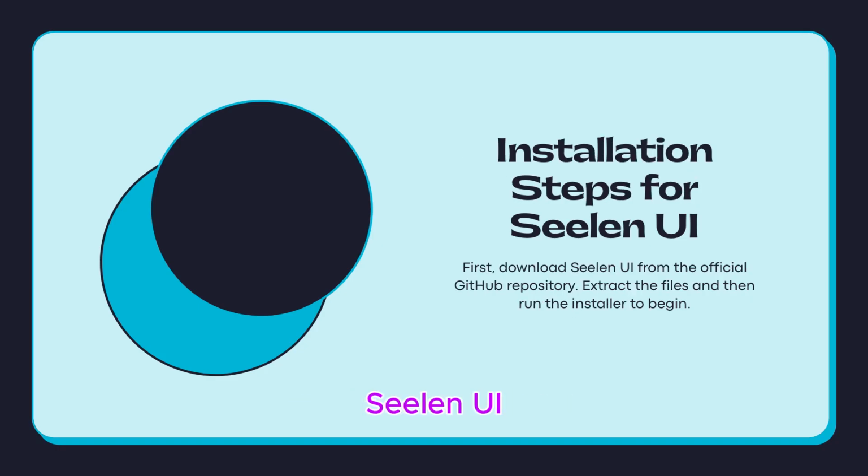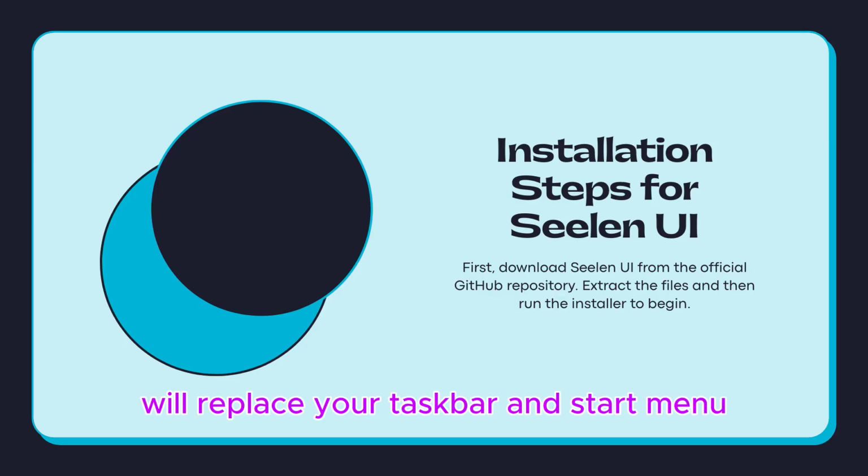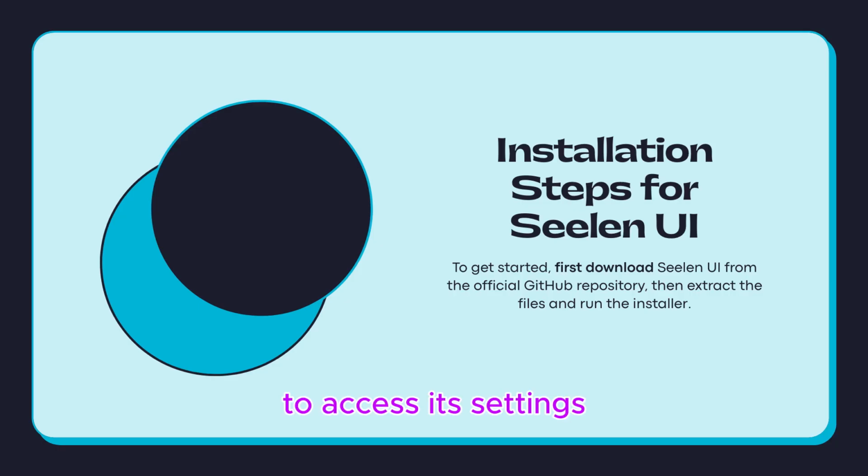After installation, Seelen UI will replace your taskbar and Start menu. Right-click on the desktop to access its settings. Here you can change themes, adjust transparency, add widgets, and customize animations.